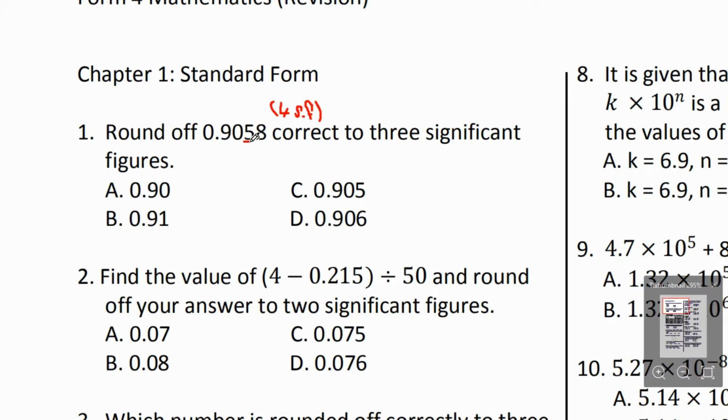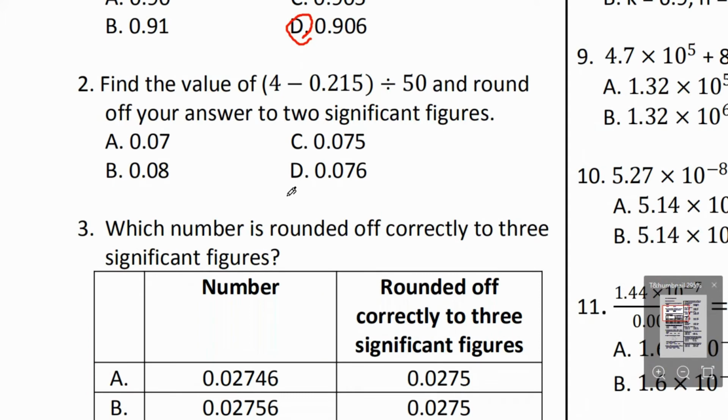This is the third significant figure, so we underline it. Then we circle the number beside it. So 8. 8 we have to round up. So we add 1 to 5. So you have 0.906. So the answer is 0.906.